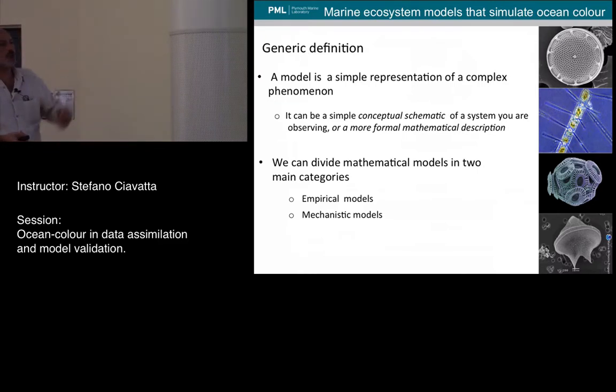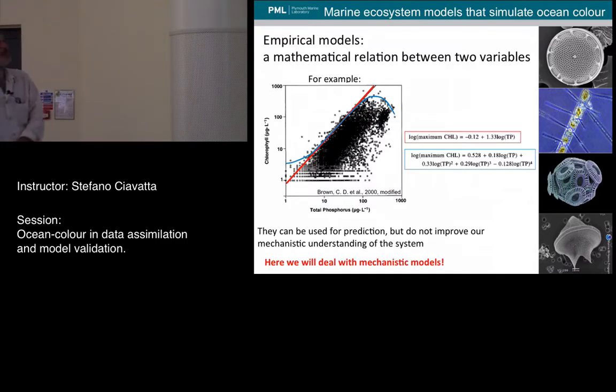We are using some mathematical formulation to express relationships among variables that characterize the ecosystem. We can divide mathematical models into two categories: empirical models, also called black box models, or mechanistic models that look at the processes that are driving the evolution of the system. An example of an empirical model is a paper by Brown that, looking at lakes, collected information on the total phosphorus concentration in lakes and on maximum values of chlorophyll concentrations in these lakes. They were able to find relationships between the total phosphorus in the lakes and the maximum values of chlorophyll in the same lakes.